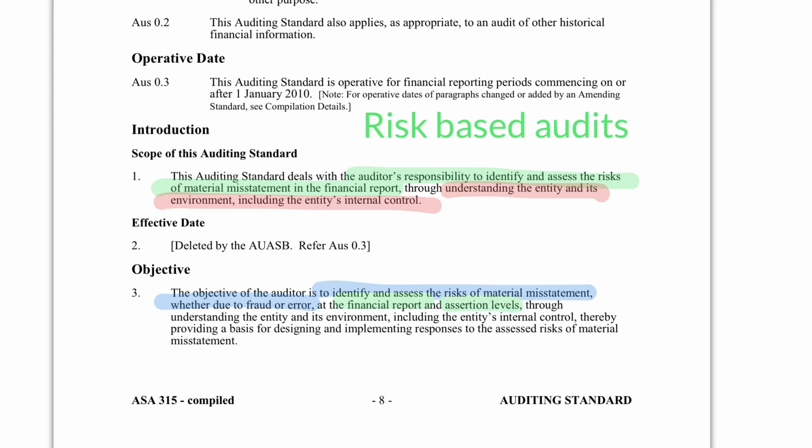Now, what do we need to know? Well, we need to understand the entity and their environment. So what's the client? What sort of industry and regulatory environment do they work in? And the company's internal controls, so that we can design and implement responses to the risks. Designing and implementing those responses is going to be our audit strategy. How are we going to go away and collect evidence to support our opinion? And we do that by considering, what does the company do? What are their risks? Because we are taking this risk-based approach to audit.